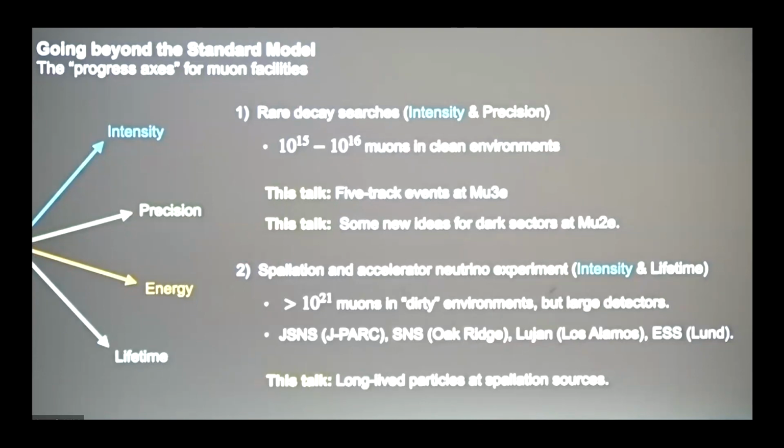And then there's the lifetime frontier, where you can think about using muons as a source of new light particles and look for their decays further away. That's where spallation sources like the ones I'm listing here would really shine, producing a huge amount of muons, although in a dirty environment that you don't get access to in the vertex of the decay, but that you can look for in terms of new particles decaying further away at large neutrino detectors. So I'll talk about those two examples in this talk.